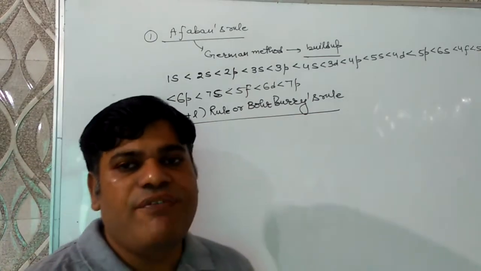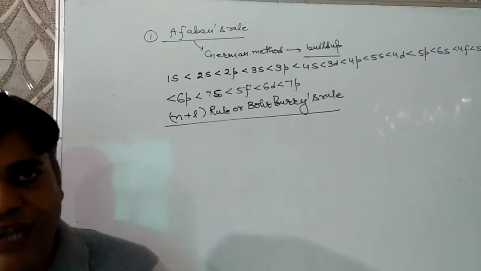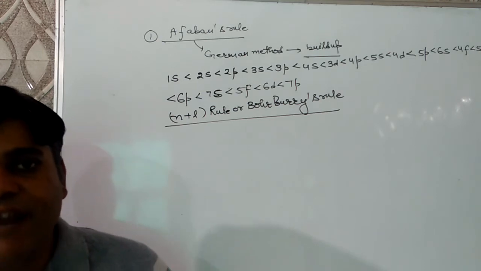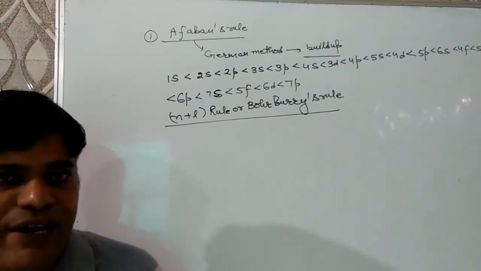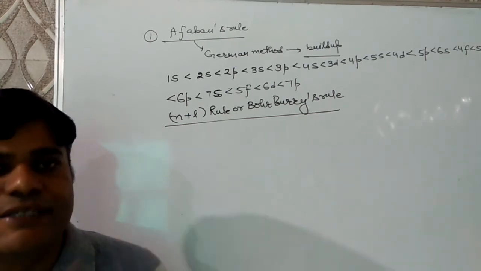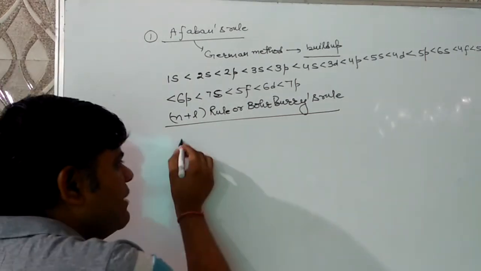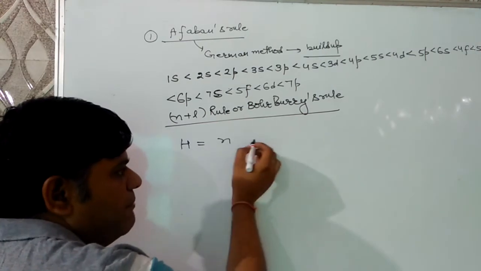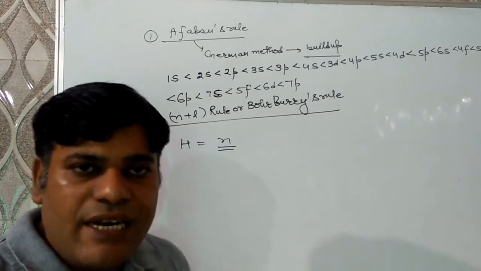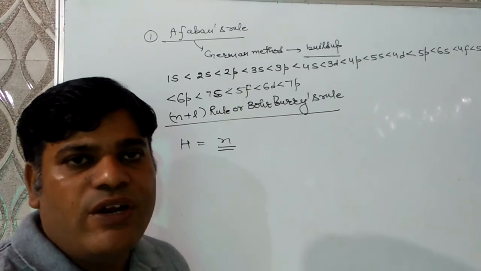According to this rule, if we want to compare the energy of two orbitals, then we have to compare their n plus L value. The orbital with higher n plus L value should have higher energy. And if two orbitals have same n plus L value, then we have to compare their n value. The orbital with higher n should have higher energy. But one thing more, for hydrogen atom, the energy will depend only on principal quantum number, not on azimuthal quantum number.